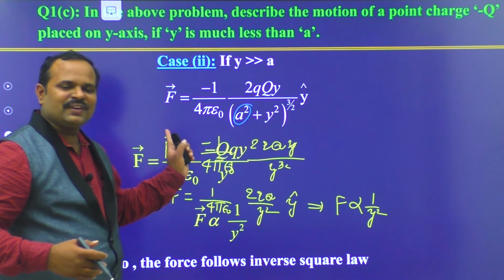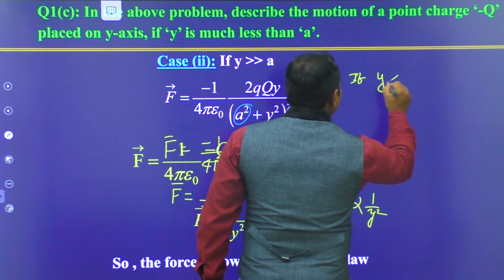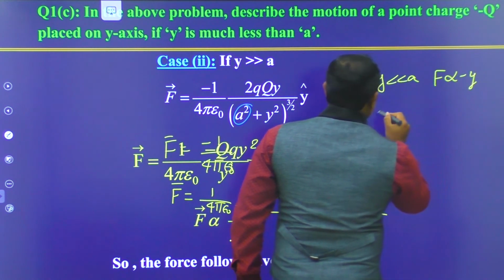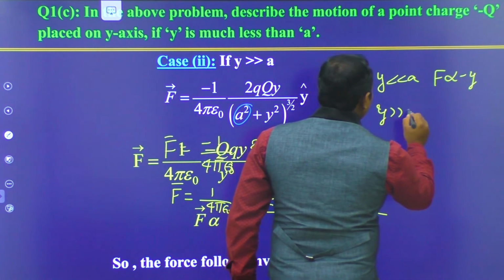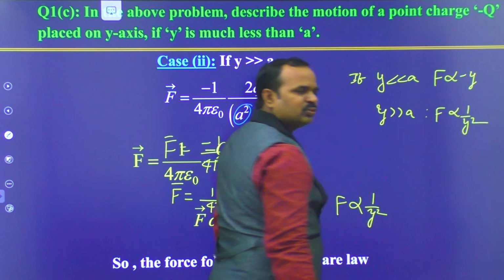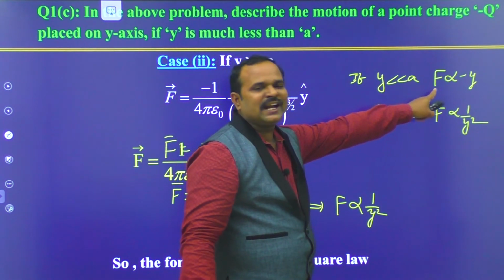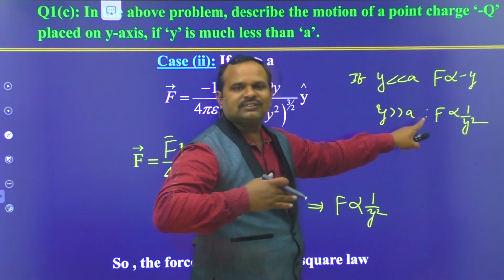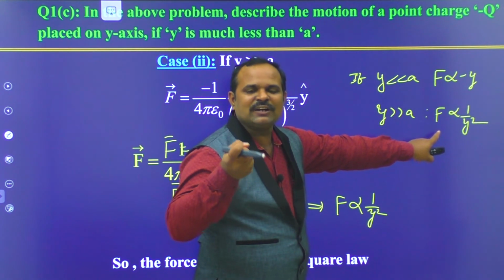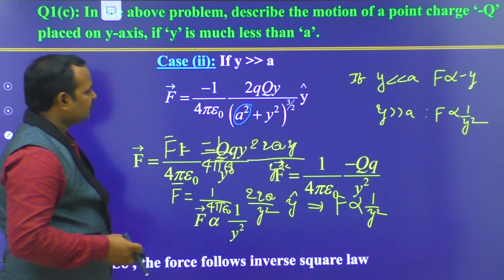Now from the previous equation we know that if y is less than a, then force is directly proportional to minus y. If y is greater than a, F is proportional to 1 by y square. That means under small oscillations, the force is directly proportional to displacement. If the distance is more, then the force follows the inverse square law. Then at what distance y will the force get its maximum value? That is the fourth question.